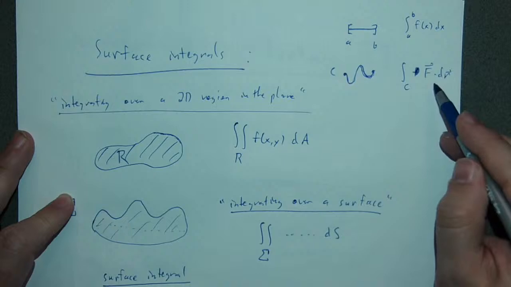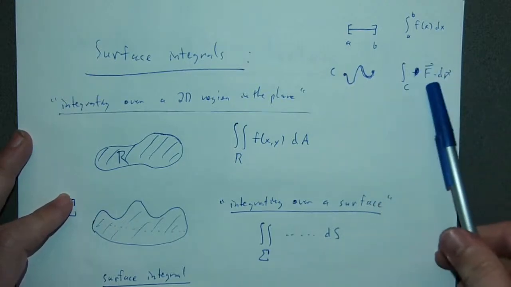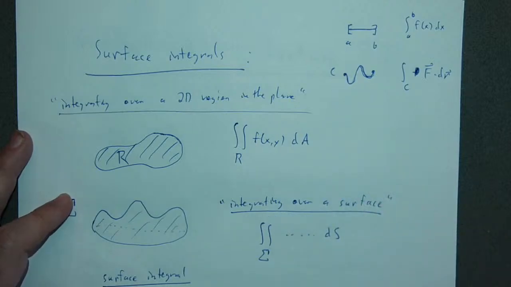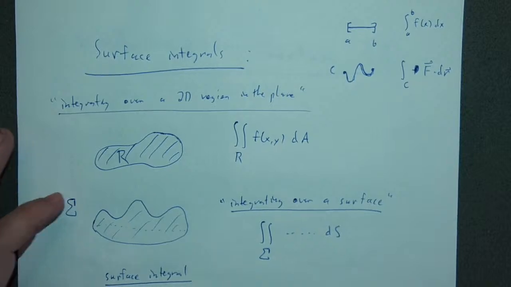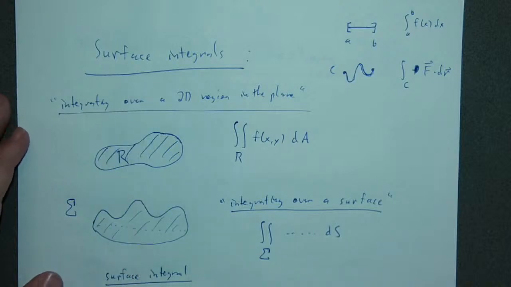Eventually, we were interested in integrating a vector field along a curve. But in order to define that, first I talked about the notion of integrating not a vector field along a curve, but just a function along a curve. So we talked about a line integral for a function along a curve, even though what we were ultimately interested in was the line integral of a vector field along a curve. Okay, so the analogy is pretty much the same for surface integrals.